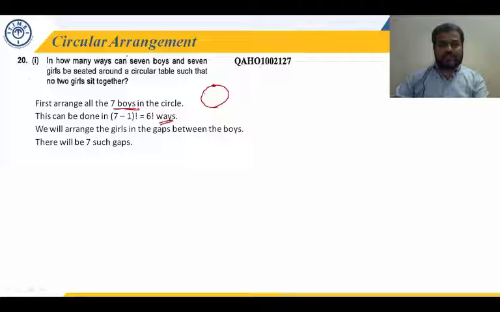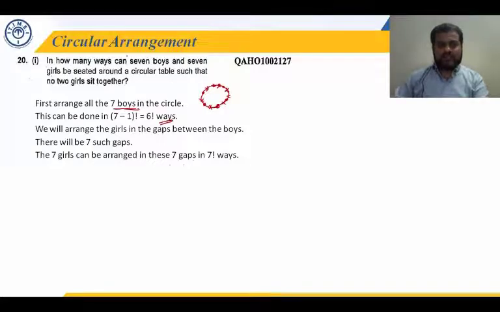But since here in this case we are arranging the boys in a circle, so 1, 2, 3, 4, 5, 6, 7, these are 7 boys. Girls will be sitting between the boys. So how many gaps are there? I am representing the gaps by a cross. 1, 2, 3, 4, 5, 6 and 7. So there will be only 7 gaps. Okay. So these are 7 gaps available for the girls, and we have 7 girls also.